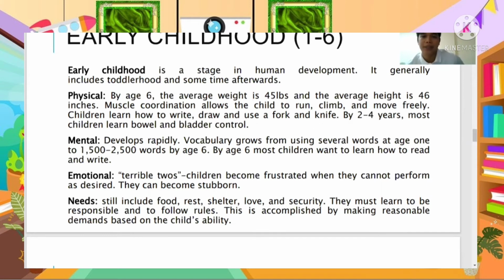And by 2 to 4 years, most children learn bowel and bladder control, and the mental vocabulary grows from using several words at age 1 to 1,500 to 2,500 words by age 6. And the emotional side is terrible too. Children become frustrated when they cannot perform as desired, and needs still include food, rest, shelter, love, and security. And they must learn to be responsible and to follow the rules.